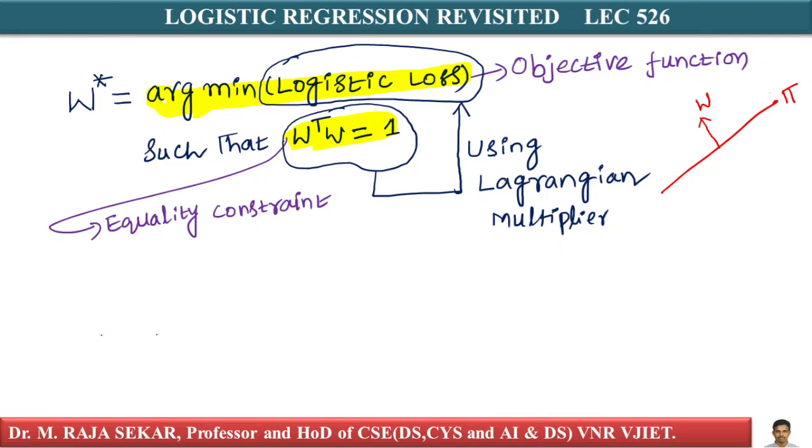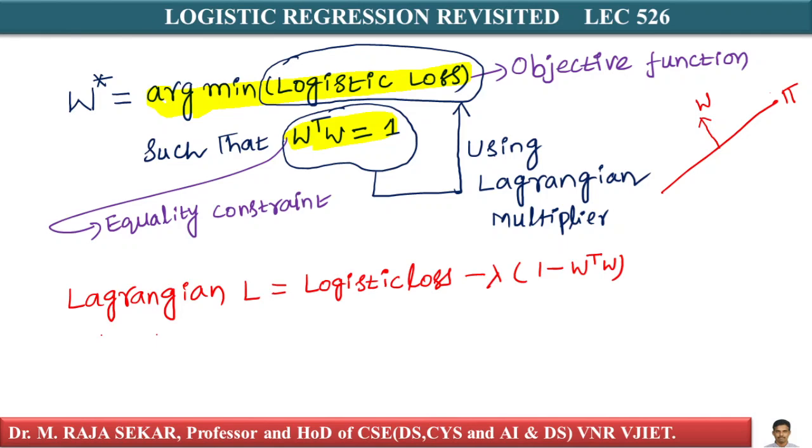Now using Lagrange's multipliers, this point is important. I can take this W transpose W equal to 1 into the objective function as follows. If I have to solve this constraint optimization problem, how can I solve it? It's very simple. I just use the Lagrangian: L equal to logistic loss minus lambda into 1 minus W transpose W. Since it is an equality constraint, I can write it as 1 minus W transpose W or W transpose W minus 1. Either of them is okay. So we choose 1 minus W transpose W. This is equal to logistic loss minus lambda plus lambda into W transpose W. So lambda is the Lagrange multiplier.